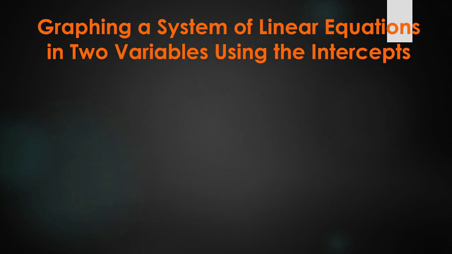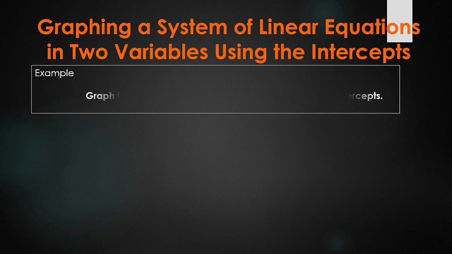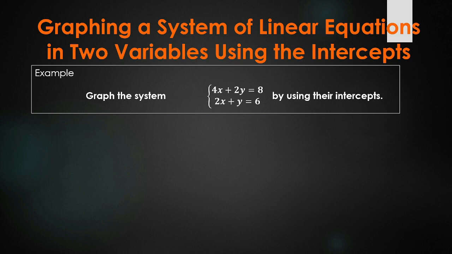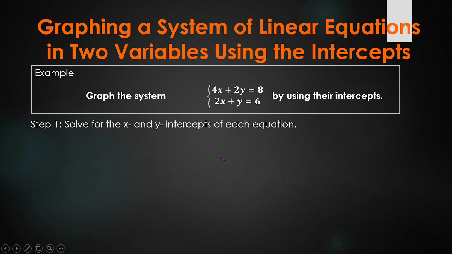In this lesson, we are going to graph a system of linear equations in two variables using the intercepts. For example, graph the system 4x + 2y = 8, 2x + y = 6 by using their intercepts. The first step is to solve for the x and y intercepts of each equation. If you can still remember, we have already discussed in our previous online math lessons about graphing linear equations using the intercepts. So let's do this again.